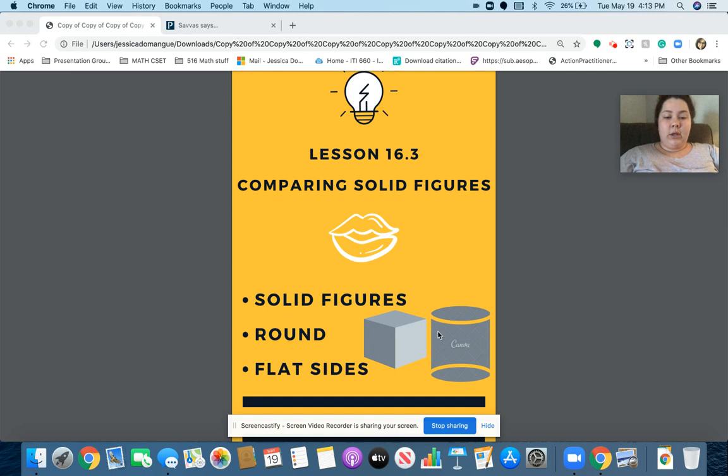So we are going to look at the aspects of different solid figures. What that means is our academic words: solid figures, like we just talked about, round, like the cylinder has a round shape, and flat sides, like the cube has flat sides all the way around. Now, a cylinder has flat sides too on the top and on the bottom, but it is round on the other side, like a can or a jar. Okay, but we're going to talk a little bit more about that.